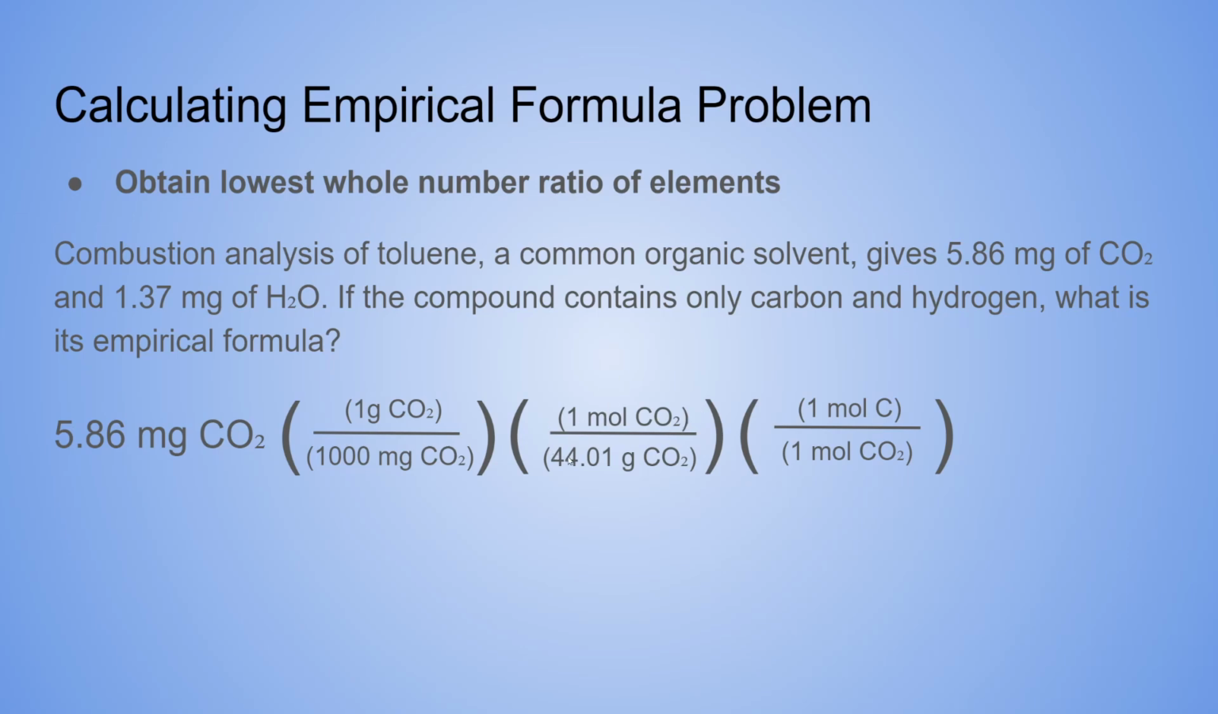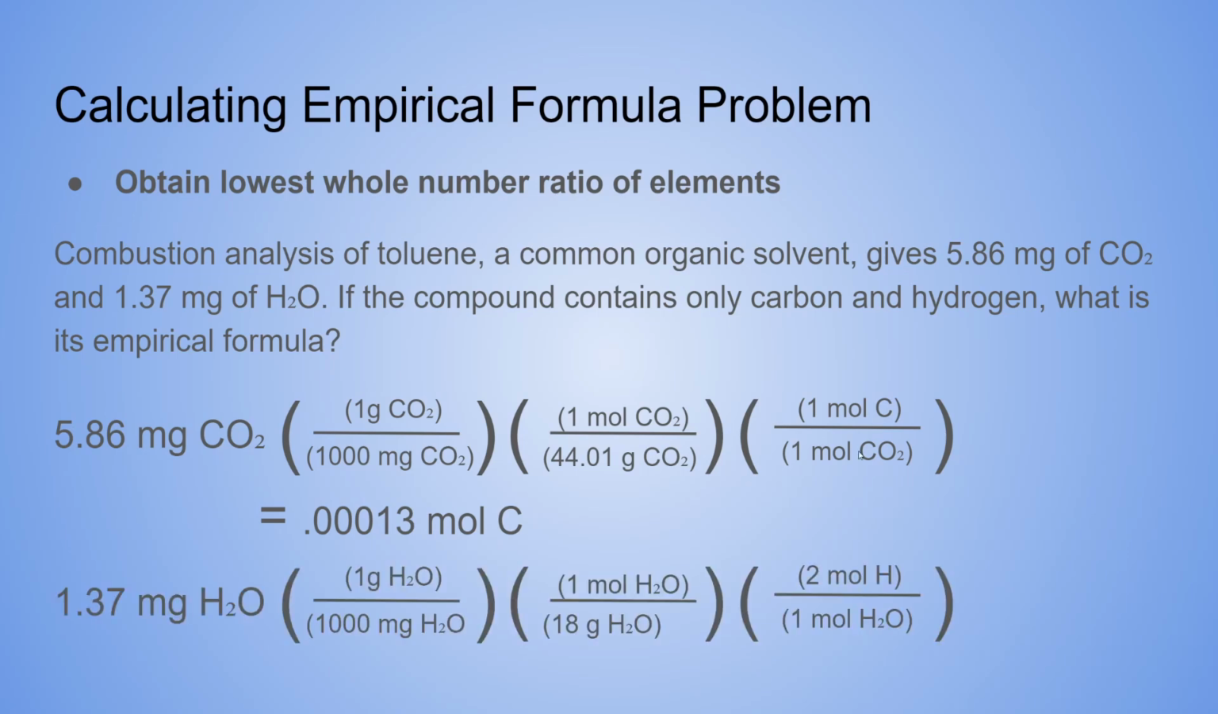So 1 mole is equal to 44.01 grams of carbon dioxide, which is just given from the fact that carbon is 12 atomic mass units and oxygen is 16. And then the ratio is just there's 1 mole of carbon within the carbon dioxide because there's no subscript on it. So that gives us 0.00013 moles of carbon.